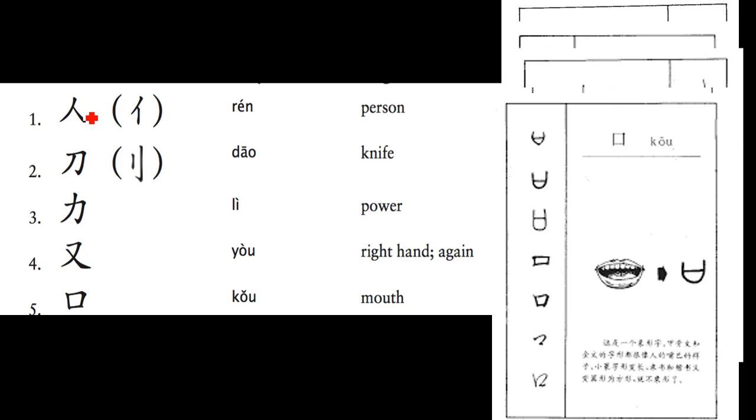Alright, let's first read these 5 radicals with me. 人, 刀, 力, 右, 口. Let's write them. 人, 撇, 捺. 刀, 横折钩, 撇. 力, 竖, 竖钩... 右, 横, 撇, 口, 竖, 横折, 横. Okay.